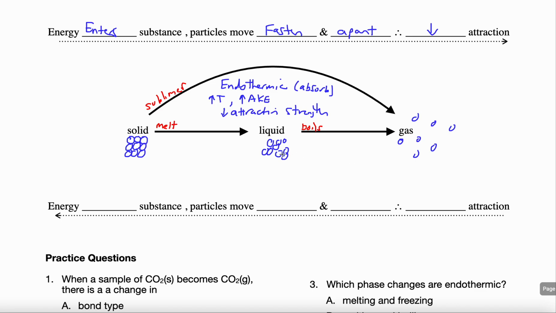Where if our change goes against the arrows, then that means that energy leaves the substance. And when enough energy leaves the substance, the individual particles start to move slower. And as they start to move slower, they start to also move closer to each other. And as a result, we see an increase in their attractions for each other.